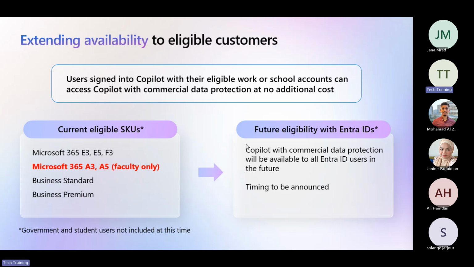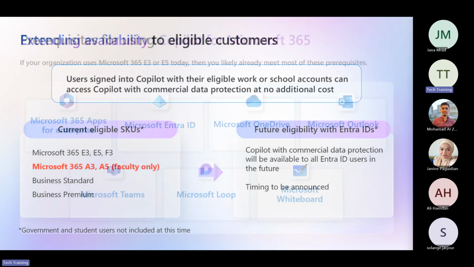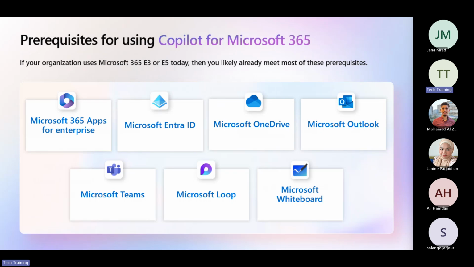Any tenant that has the Entra ID, which is related to Azure, will be able to use the Copilot. These are the prerequisites for Copilot. Whenever you want to go and sell a product to a client, you should make sure that the client has all these available. As you can see, they should have a 365 application tenant, Microsoft Entra ID, Microsoft OneDrive, and most of these are available whenever you have an E3 or an E5 license. So this is something you should be aware of.